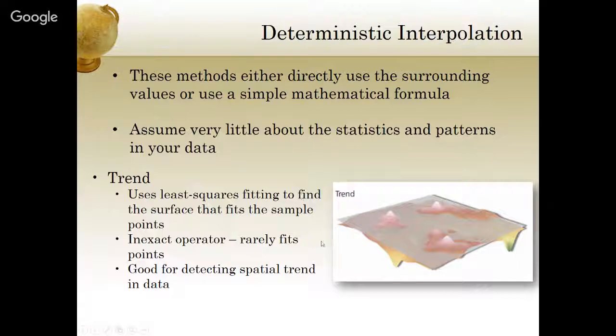So these are fairly safe to use because you don't need to know a lot about the statistics of your data. So the first one we'll look at is a trend. And what a trend tries to do is look at the points in your data set, shown here by this surface, and then fit a plane through them. And this plane will show you the general increasing and decreasing directions in your data. So it's an inexact operator, which means it hardly ever fits your data points that were put into it, but it will show you general trends, as the name would imply.